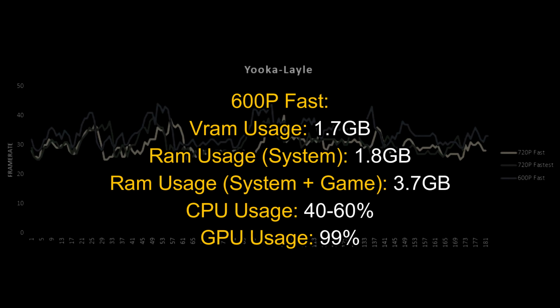So for me 600p with fast is the better setting to go for, with a VRAM usage of 1.7 GB. RAM usage was 3.7, so if you have 4 GB of RAM this game would be playable, no problem. CPU usage was fine between the 40s and the 60s, and the GPU usage was giving its maximum to power the graphics of Unity Engine 5 and this game. So that's all that I want to talk about Yooka-Laylee.